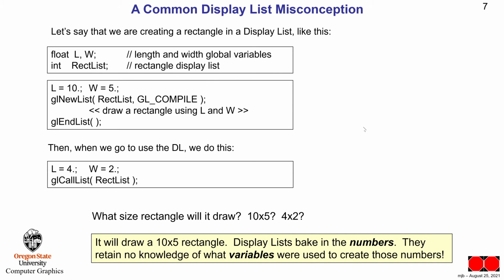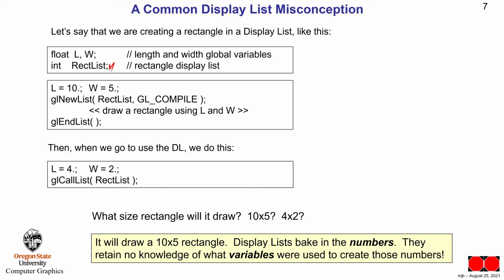Now, this has been a common display list misconception from the beginning of OpenGL. I imagine if I'm teaching this course in the year 3000, this will still be a problem. All right, let me set it up. Let's say we have global variables. We'll call them L and W because they're the length and the width of a rectangle we're going to draw. We have a rectangle display list.